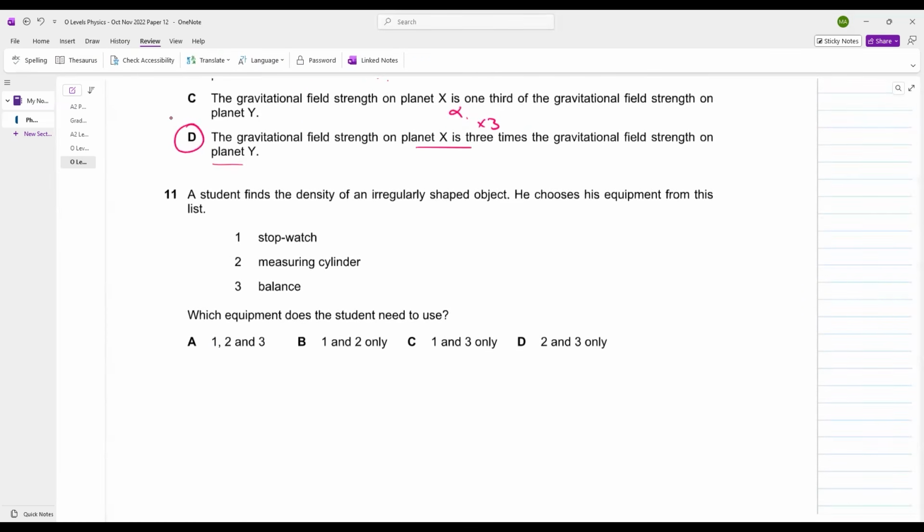A student wishes to find the density of an irregular object. To find density, first of all analyze the formula of density. Density is equal to mass over volume. Mass you can measure using a balance. Volume you can measure using a measuring cylinder. 2 and 3, D is your answer.